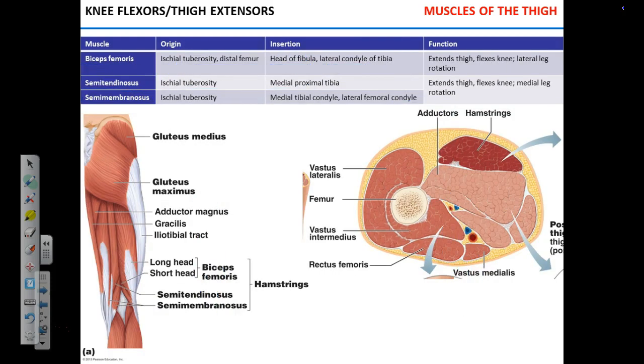Okay. Now, muscles of the posterior thigh, what we call hamstrings, are responsible for partial extension of the thigh and flexion of the knee. Does that make sense? If the muscle of the posterior thigh crosses the hip joint, it can extend the hip. And they all cross the knee joint, so they can flex the knee.